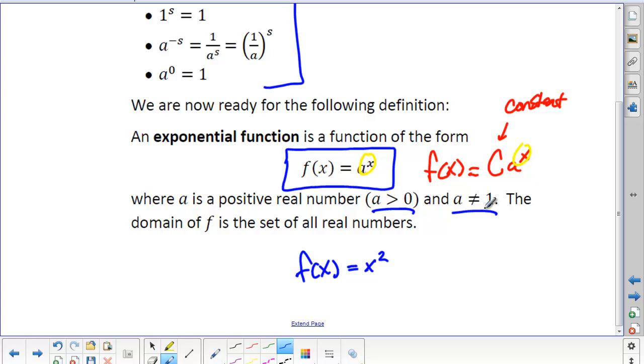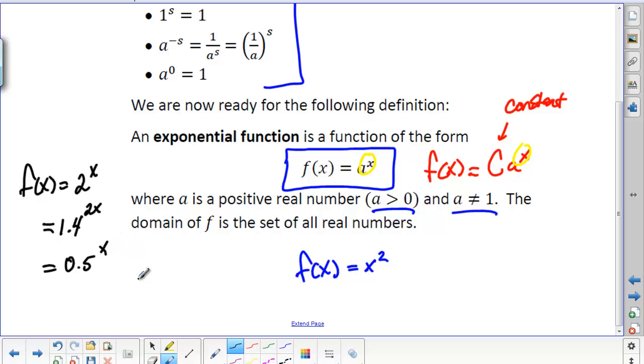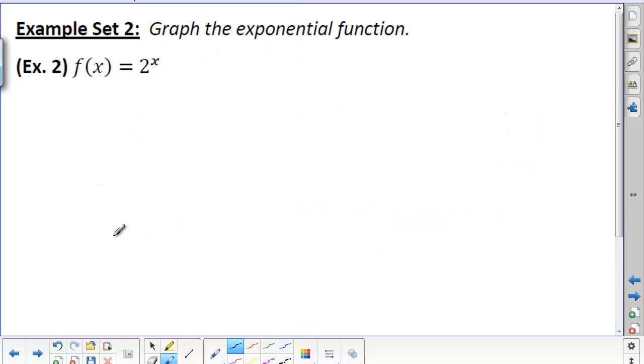So some examples of what this might look like. Maybe f of x equals 2 to the x is an exponential function, or f of x equals 1.4 to the 2x could be an exponential function, or 0.5 to the x. The key there again is the variable x is in the exponent.